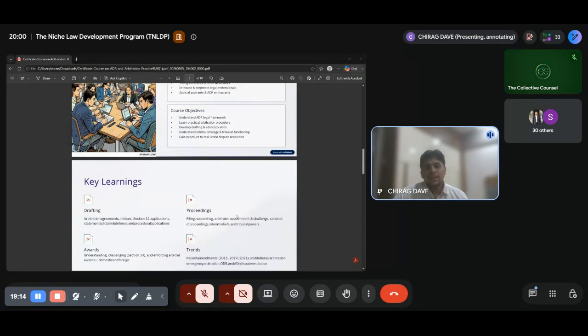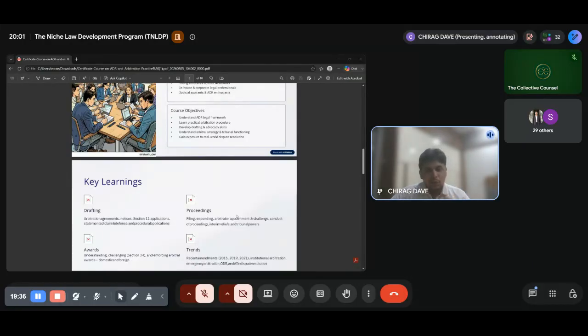What are the key learnings we'll get from this course? First is drafting. Why is drafting important? Drafting is very important because that becomes the base for any advocate to lead his case. I'm talking from a practical example. It starts with drafting of an arbitration clause. I'll give you an example.